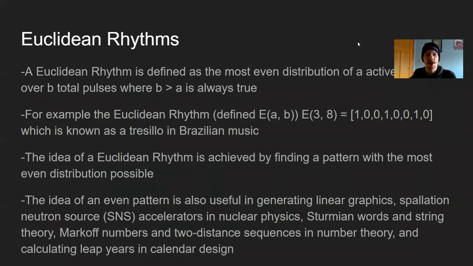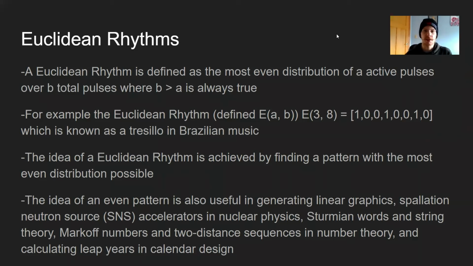Now I'm going to talk about the idea of Euclidean rhythms, which are laid out in this really interesting paper by Gottfried Toussaint. Basically, the idea of a Euclidean rhythm is some rhythm with B total pulses, which you could think of as pulses in a measure, and then A of those are active pulses. And we have the rule that B has to be greater than A. It could be equal to, I guess, but really greater than, because that's how you're going to have interesting rhythms.